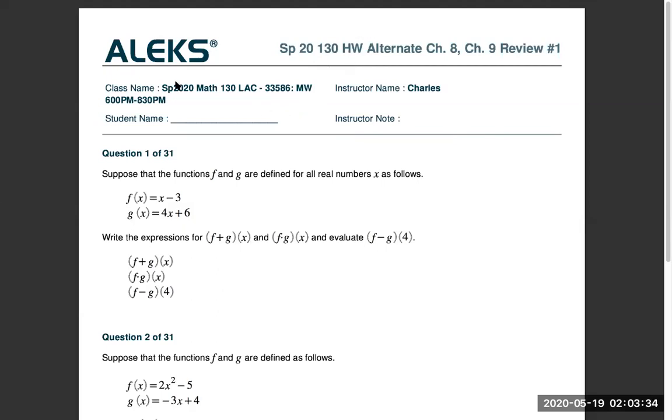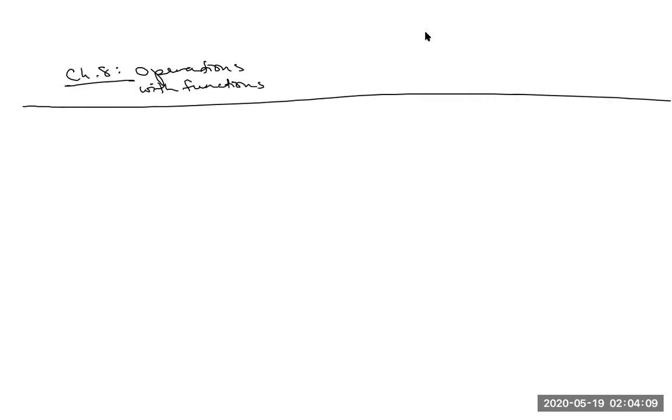Let me share a whiteboard with you now, so I have more room to do this. Don't know why this never works. I'll stop sharing and start again here. Here we are. Okay, so for chapter 8 officially, operations with functions. And this covers numbers 1 through 5 in the homework alternate assignment.